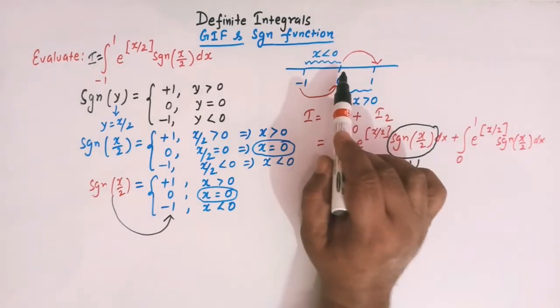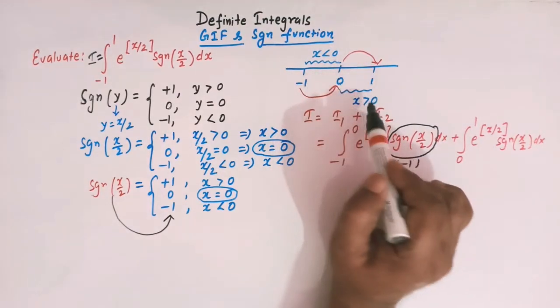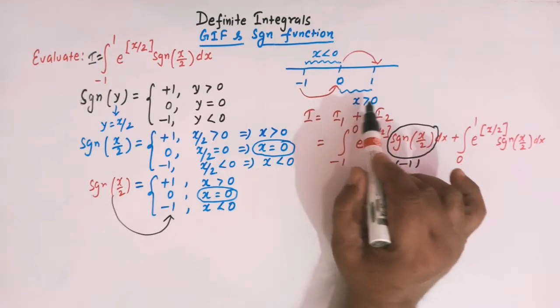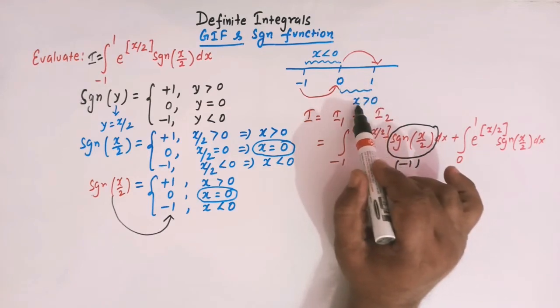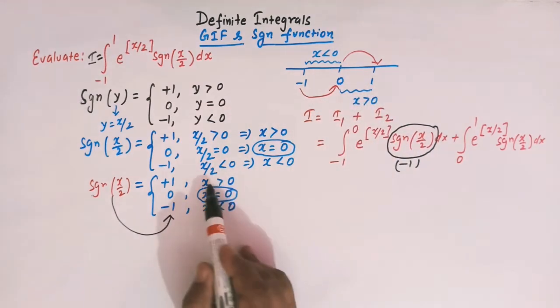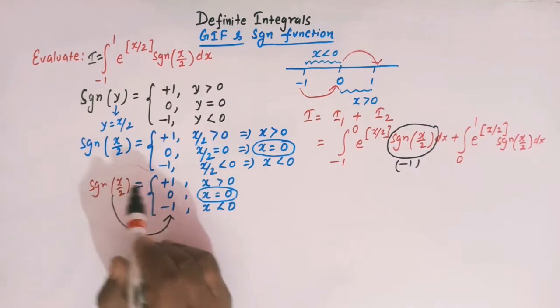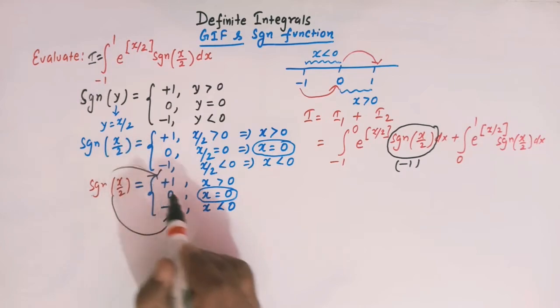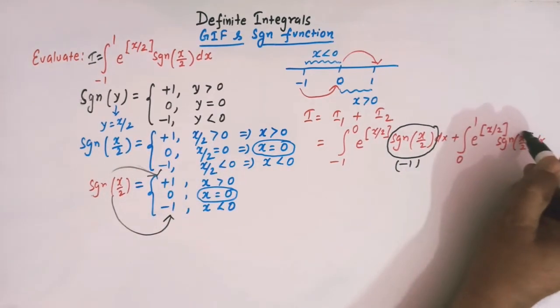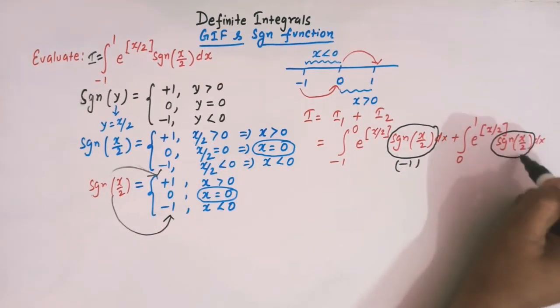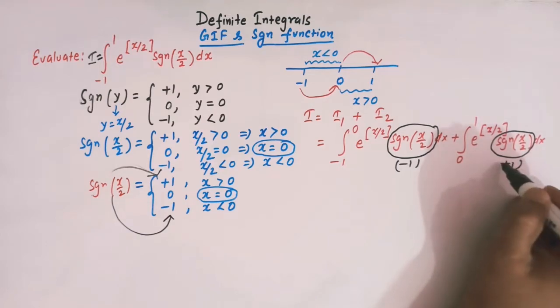And when we have x from 0 to 1, it means we have to consider positive values of x, that is x greater than 0. And when x is greater than 0, we have just defined signum of x over 2 as plus 1, right? So here we have signum of x over 2 as plus 1, right?